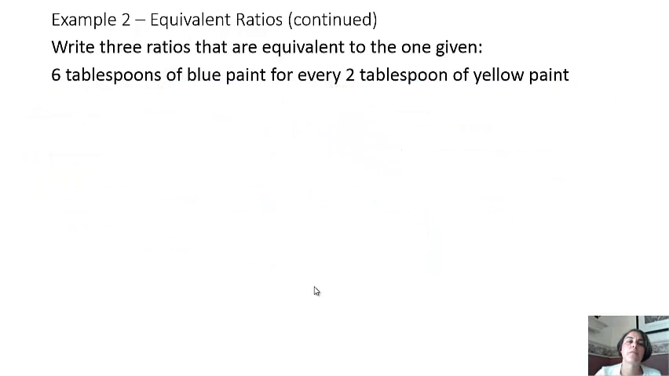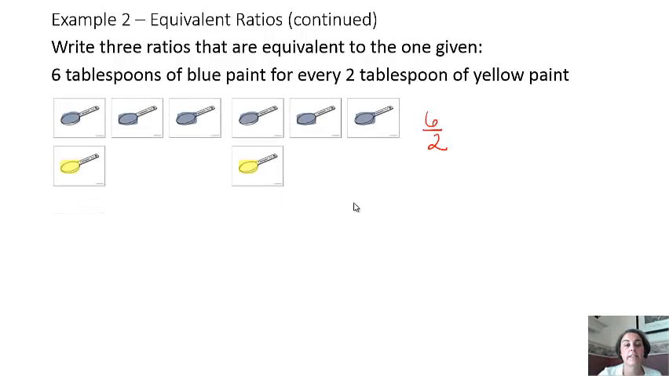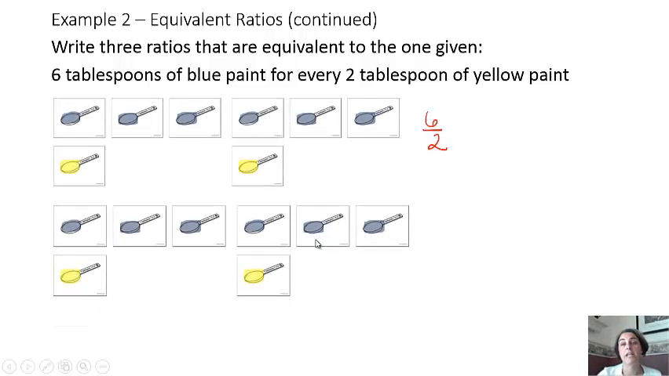Let's try another. This time again, hopefully you came up with another one. We start with our 6 to 2. But this time I'm going to say I have 6 to 2, and let's say I put in 6 more blue, 2 more yellow. Still the same shade of green. It's still going to be an equivalent shade of green. You're just going to have more of it. So let's take a look.